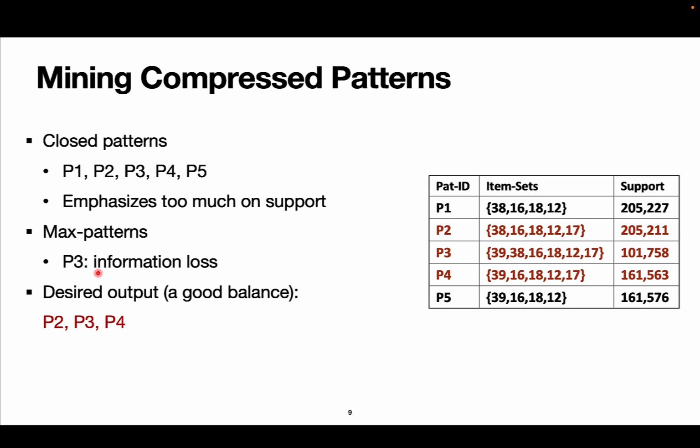If we look at the support alone, P1 and P2 both have support around 205K, P4 and P5 around 161K, and P3 is on the lower side, but this is the maximal pattern among those. This table and these numbers suggest that there are natural blocks of patterns with similar support, but closed and maximal patterns don't always capture this block structure. So we need more methods to explore.